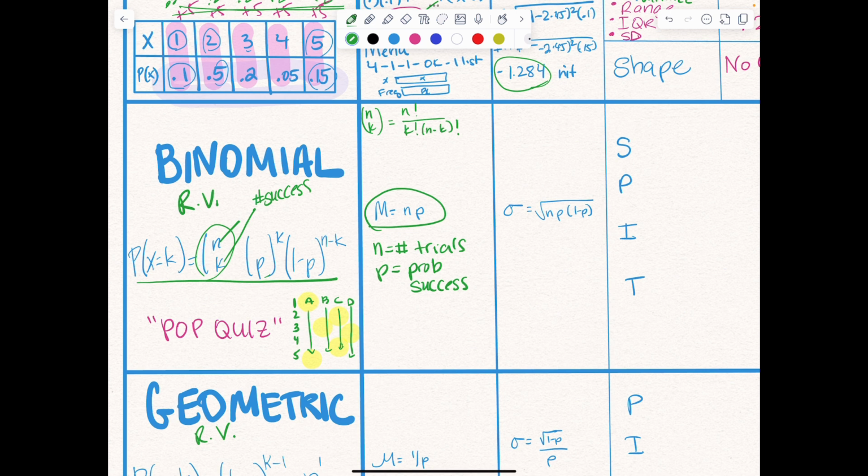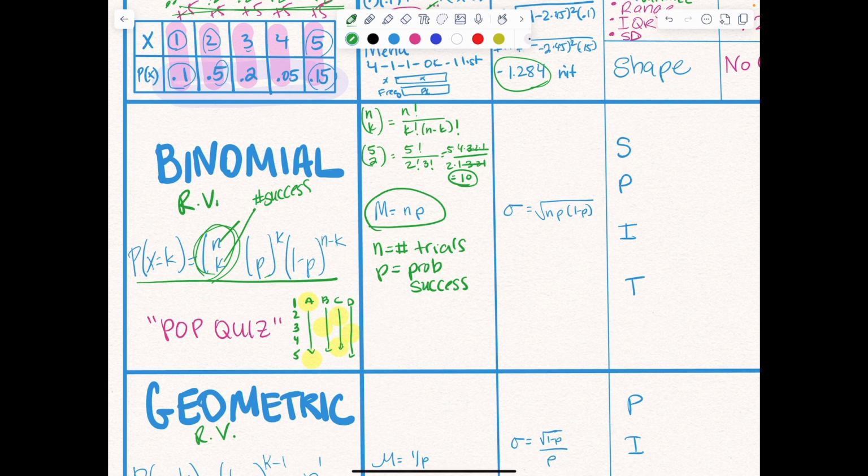So if I had 5 people and I want to know how many ways I can choose 2 of them, this is what it would be. 5 choose 2. You put the 5 and the 2, and then 5 minus 2 is 3. This would be 5, 4, 3, 2, 1 over 2, 1, 3, 2, 1. Those cancel out, and 5 times 4 is 20, divided by 2 is 10. There's 10 different ways, so that would be this portion.